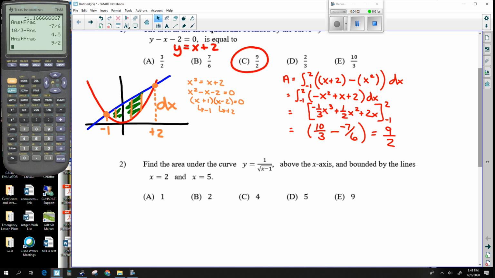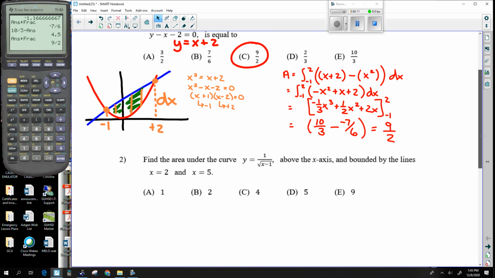All right, so again, after the initial setup, it should be kind of easy peasy. It's just the top minus the bottom, and knowing where the integral starts and stops.